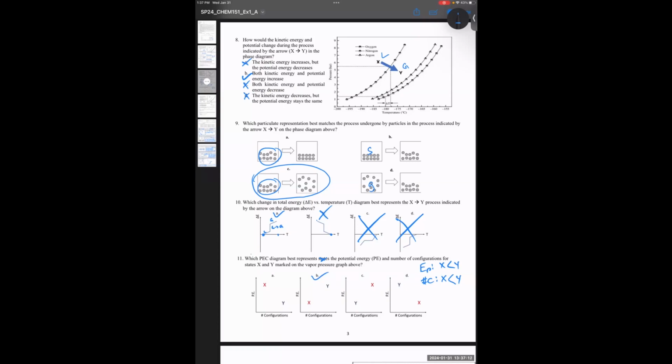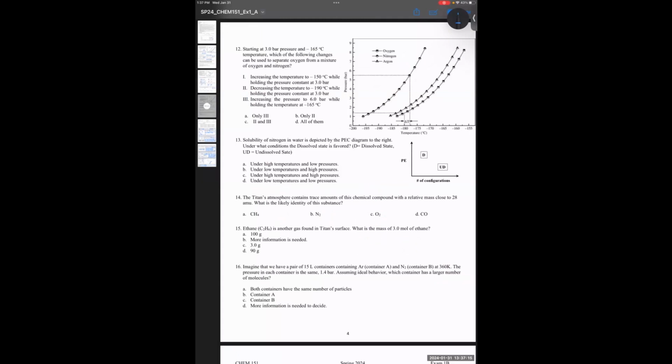Okay, and moving on to the last MCQ page, starting at 3 bar pressure and minus 165 degrees Celsius temperature. Which of the following changes can be used to separate oxygen from a mixture of oxygen and nitrogen? Okay, so you're starting at 3 bar, which is over here, and minus 165. So I would say we are at this point over here. Okay, if you want to separate oxygen, which is this oxygen, and this is nitrogen, this is the mixture, then we need to be in this region.